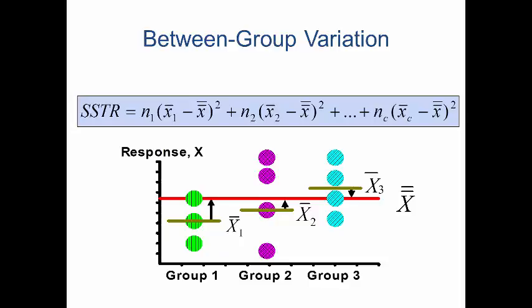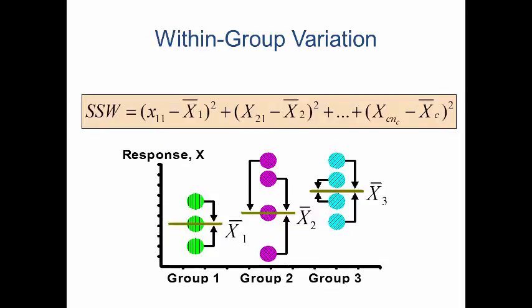Okay, so now here we're calculating the between group variation, or SSTR, sum of squares treatment. So you can see that each sample mean is subtracted from the grand mean. These values are then squared so that they're all positive, and then multiplied by the sample size, and lastly all the values are added together. This figure tells us the variation between the groups.